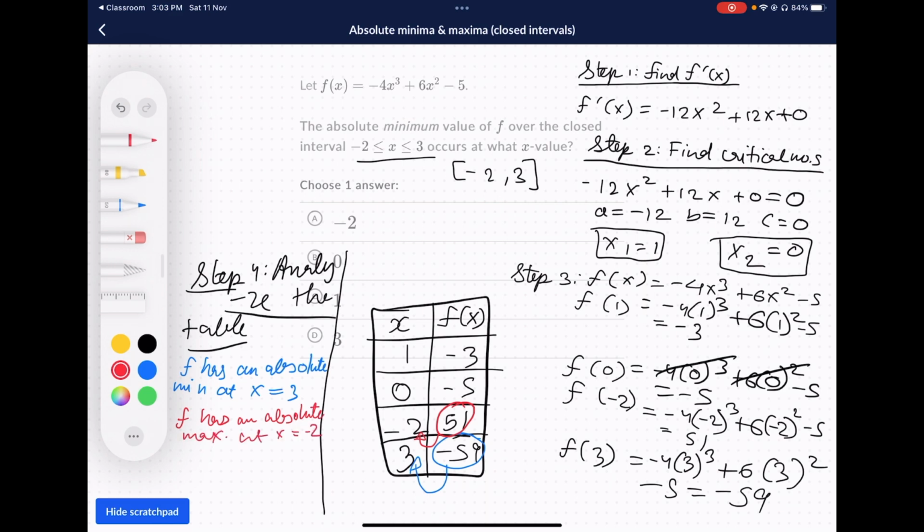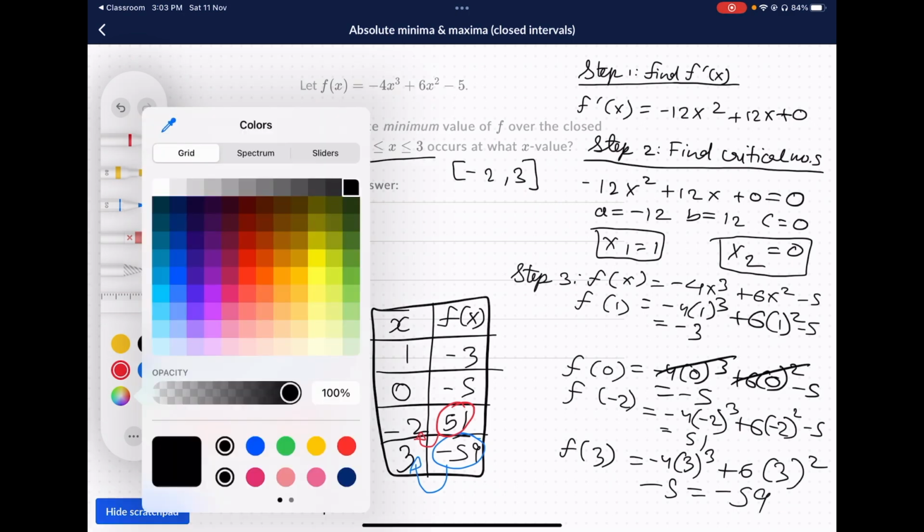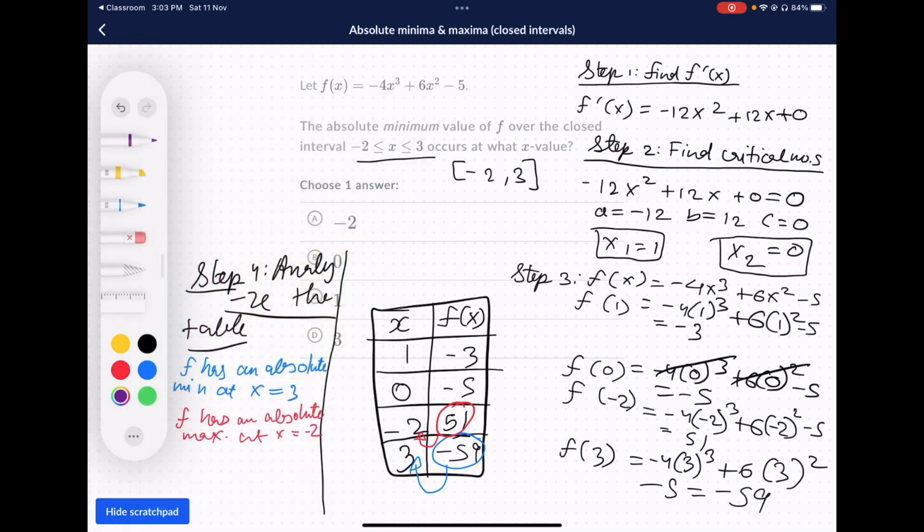In case they ask you to find the f of x value itself, which they didn't ask here, but in general, if it's ever asked, you have to use one of these numbers. If they ask you what the minimum f of x value itself is, not at which x, then I would say negative 59. But since they're asking for the value of x, I would say 3.